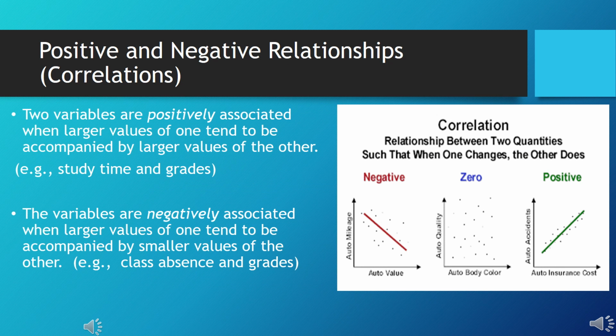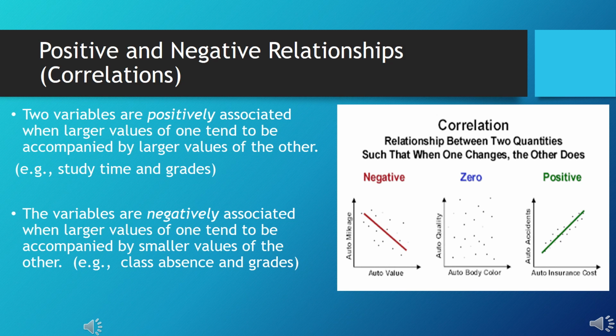Two variables are positively associated when larger values of one tend to be accompanied by larger values of the other. For example, as study time increases, your grade may also increase. Or based on the picture to the far right, as auto accidents increase, auto insurance also increases.